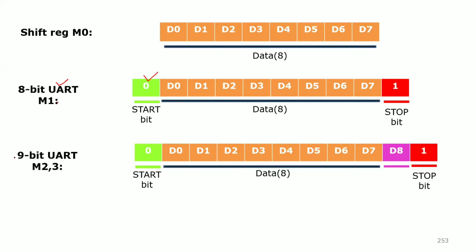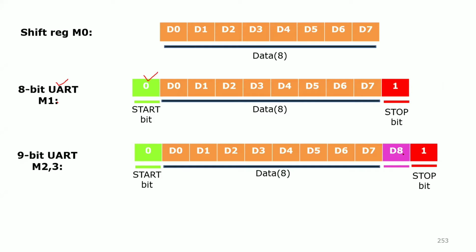Now coming to the next mode, 9-bit UART mode, that is your mode 2 and mode 3. The name itself indicates 9 bits. In the previous mode, mode 1, I am using 8 bits. Here in 9-bit UART mode, again UART came into the picture, so whenever there is a UART, you need to add a start bit and a stop bit. But here, instead of 8 bits of data, I am transferring 9 bits of data.